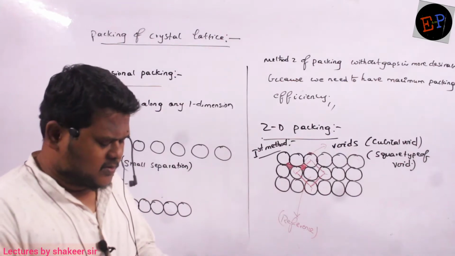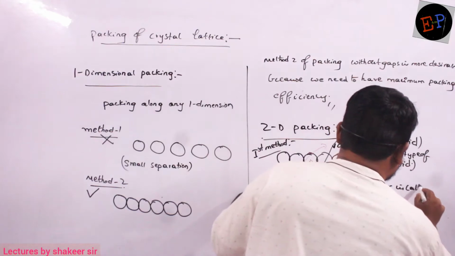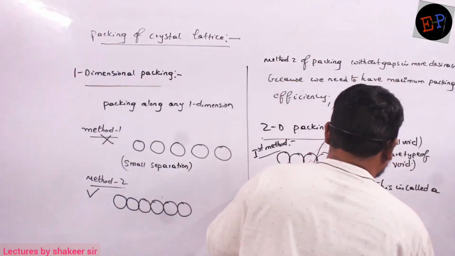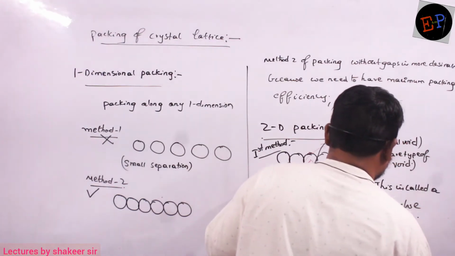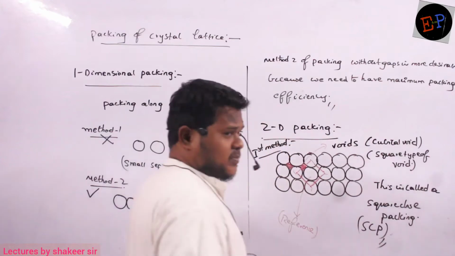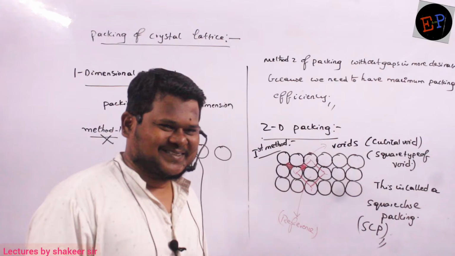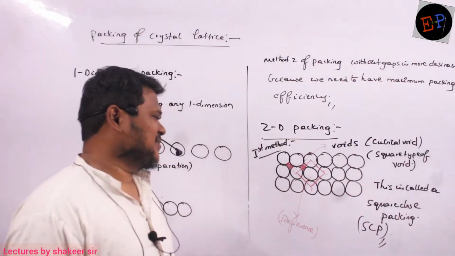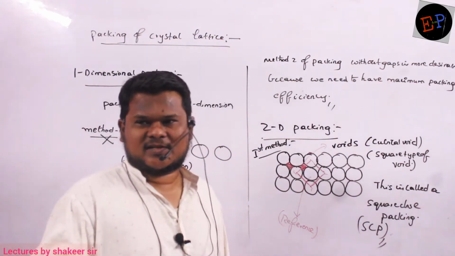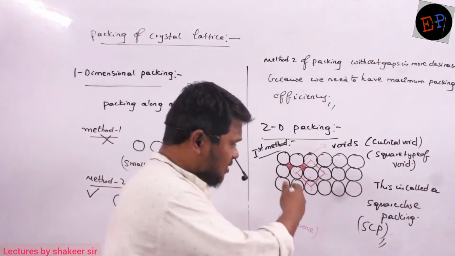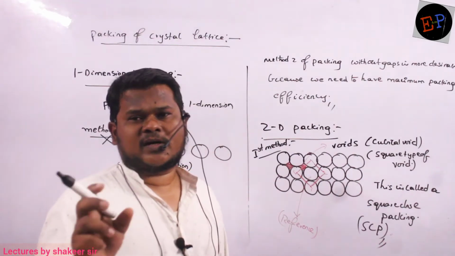Are you able to understand? So that is why this is called a square close packing, SCP, square closed packing. Rhombus also you can call it, but rhombus means angles may not be exactly 90 degrees, and distances also may not be exactly the same. But here, all the atoms have the same radius and the angles are exactly 90 degrees. So definitely you should call it a square closed packing.